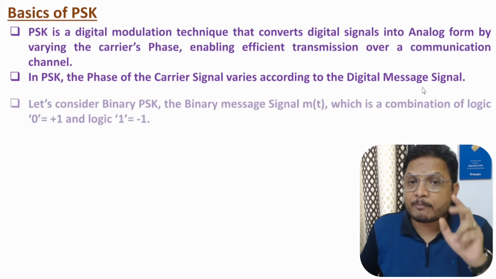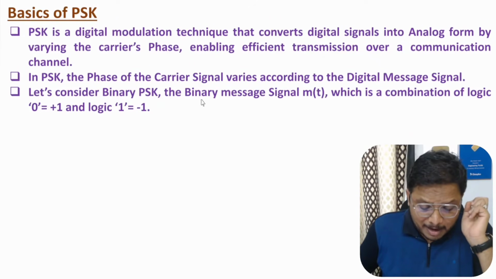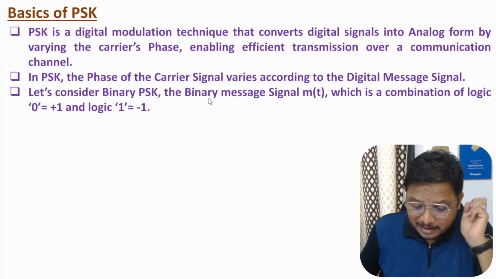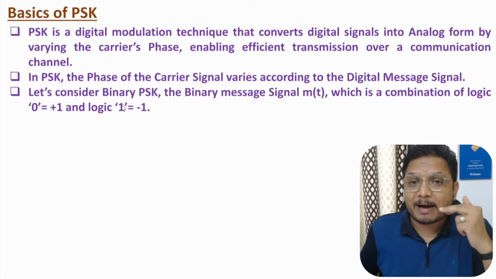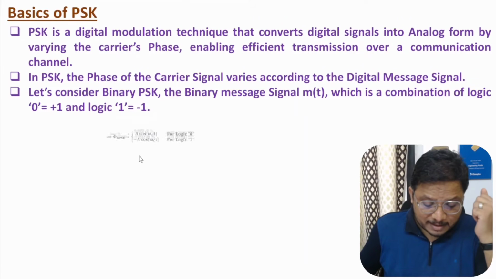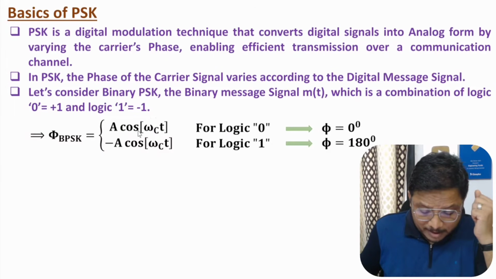Let me take one example of binary PSK. In binary PSK, we are considering a binary message signal m(t). With a binary message signal, we have logic 0 and logic 1. Here, our binary message signal is +1 in case of logic 0 and -1 in case of logic 1. So what will be our binary PSK signal? Binary PSK signal will be A cos omega ct, that is the carrier, for logic 0, and it will be minus A cos omega ct for logic 1.